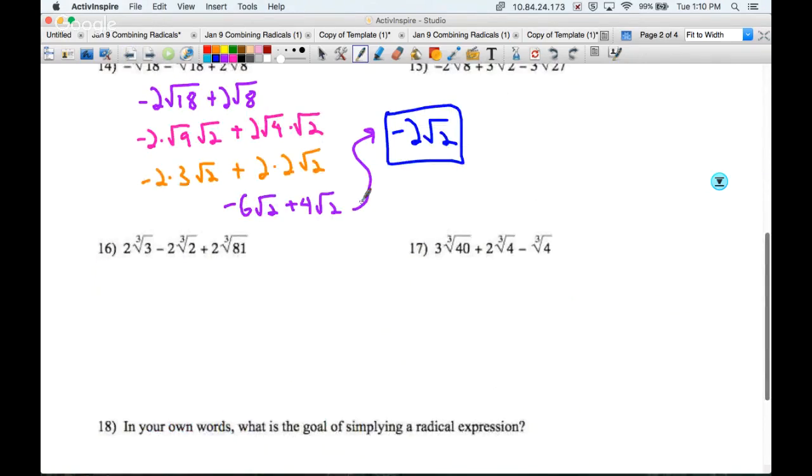All right, let's try one of these here. Slightly more tricky with the cubed roots. This one's got the slightly bigger number. We'll deal with that. So I've got 2 cubed root 3 minus 2 cubed root 2. Those can't be combined because we're not taking the cubed root of the same number. Plus 2 cubed root of 81.